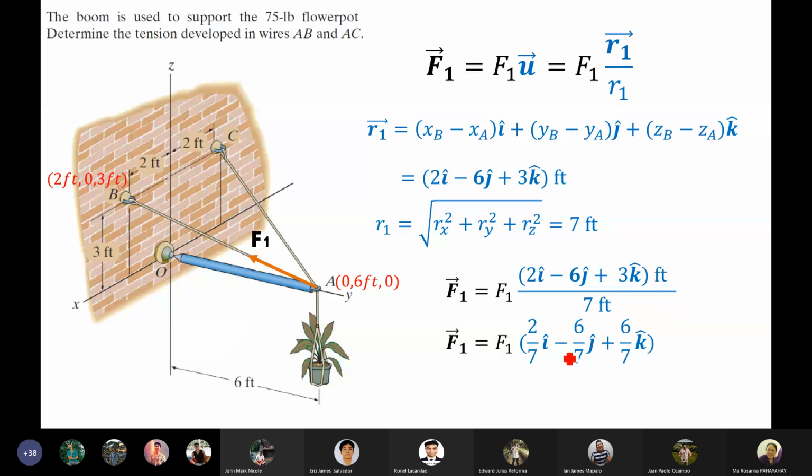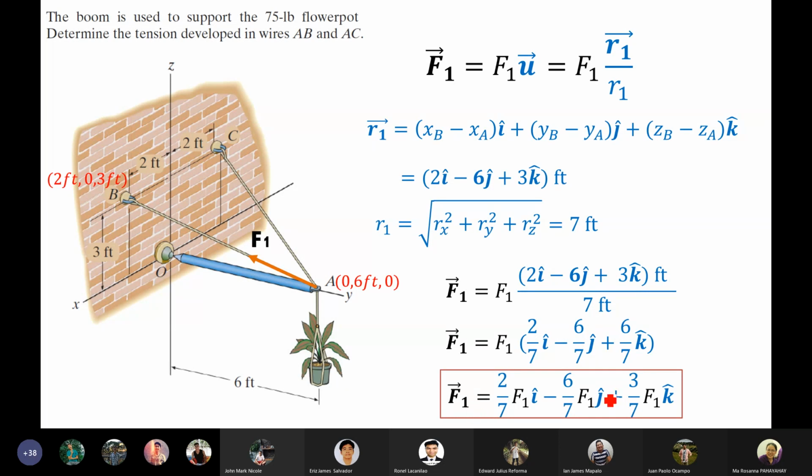So, ang final answer natin is F1 times 2 over 7 I hat. So, this is your unit vector now. Minus 6 over 7 J hat plus 3 over 7 K hat. And we will distribute now our F1. Kailangan natin siya i-distribute because we will use this later. So, for F1, that is 2 over 7 of the magnitude of F1 I hat minus 6 over 7 of F1 J hat plus 3 over 7 F1 K hat. Okay? So, meron pa lang tayo F1 pero hindi pa natin alam what is the magnitude of the tension, what is F1 talaga. Formula pa lang yan.